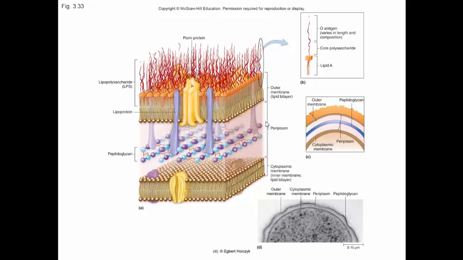So, the periplasm is the region between the cytoplasmic membrane and the outer membrane, and it's filled with a gel-like fluid called periplasm. ABC transporters and peptide-degrading enzymes are located in the periplasm. Okay? The outer membrane is made up of a lipid bilayer, except the lipopolysaccharides, the LPS, are present, not phospholipids. Okay? This is your lipopolysaccharide here.